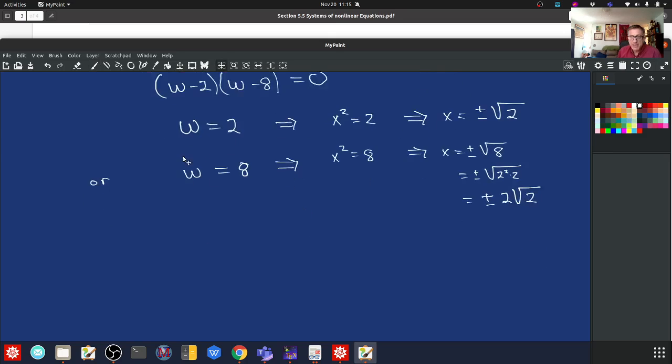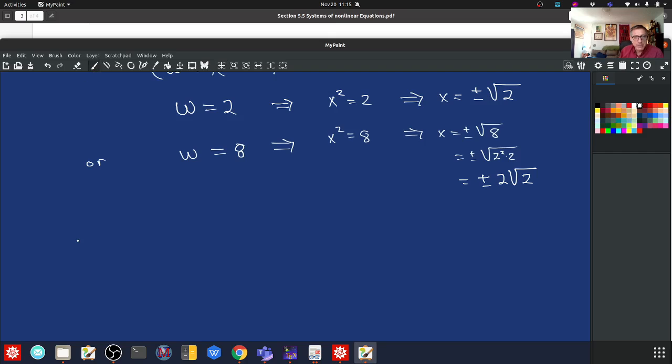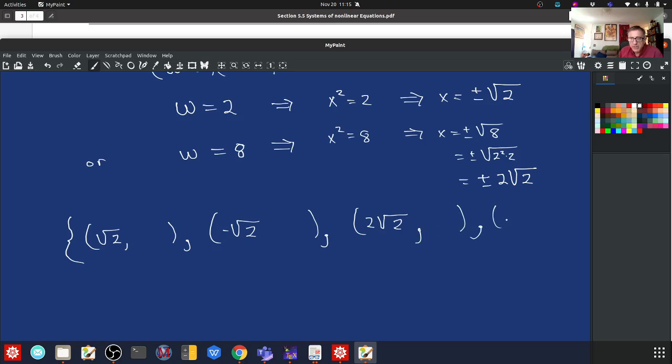So look what I have here now. I have 4 possible solutions. One is the square root of 2. I don't know the y value. The other is minus the square root of 2. I don't know the y value. The other is 2 times the square root of 2. I don't know the y value. The other is minus 2 times the square root of 2. I don't know the y value.